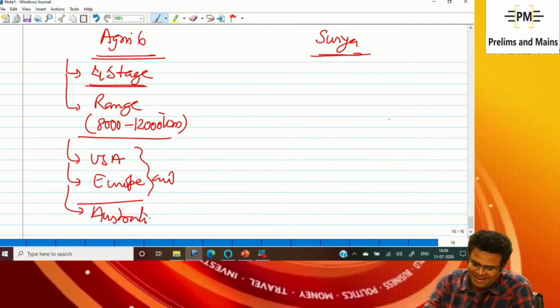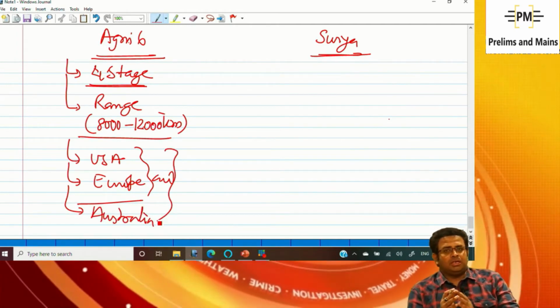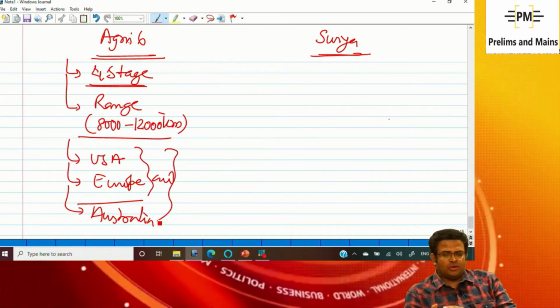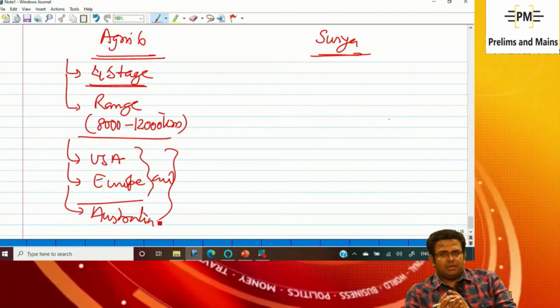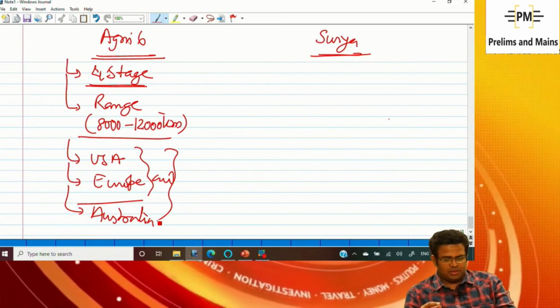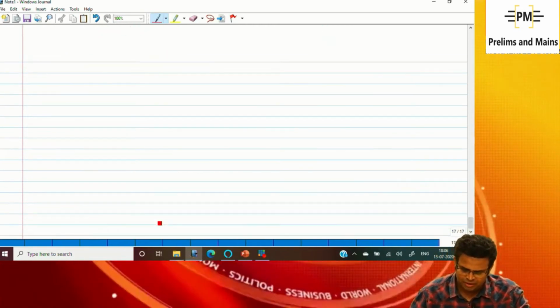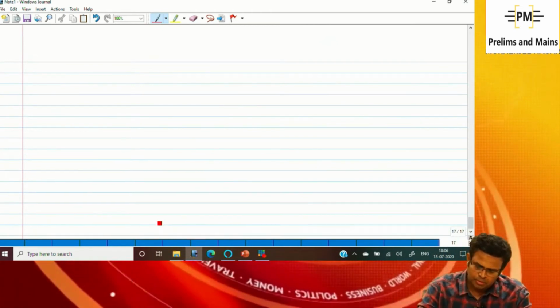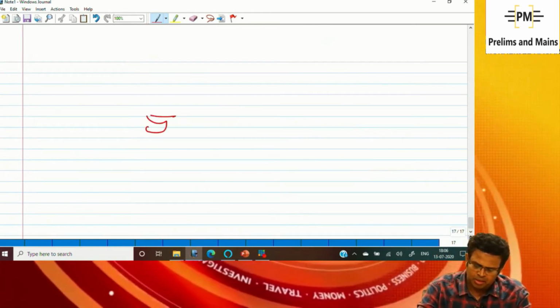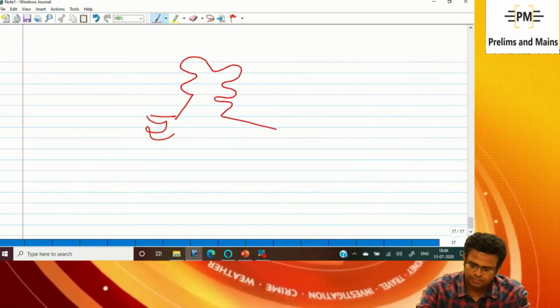Now they can say that Agni 6 is already a 4-stage rocket, and India always puts a point in front of the world. What point does India put? What is the best point India is putting in front of the world for their safety and security?